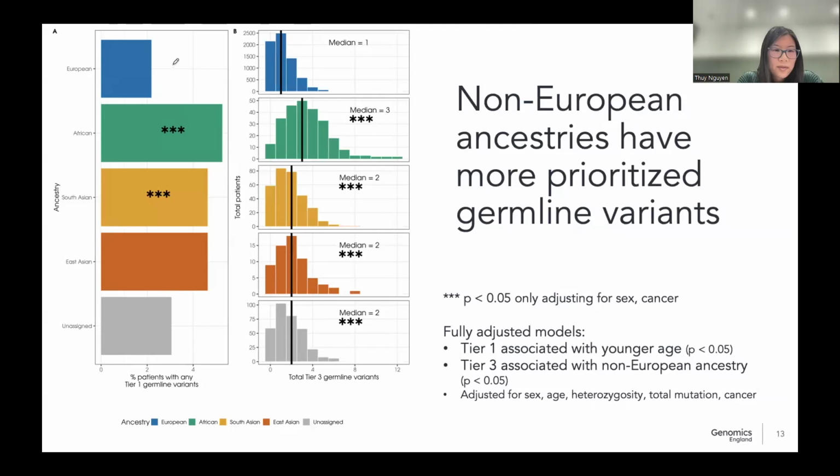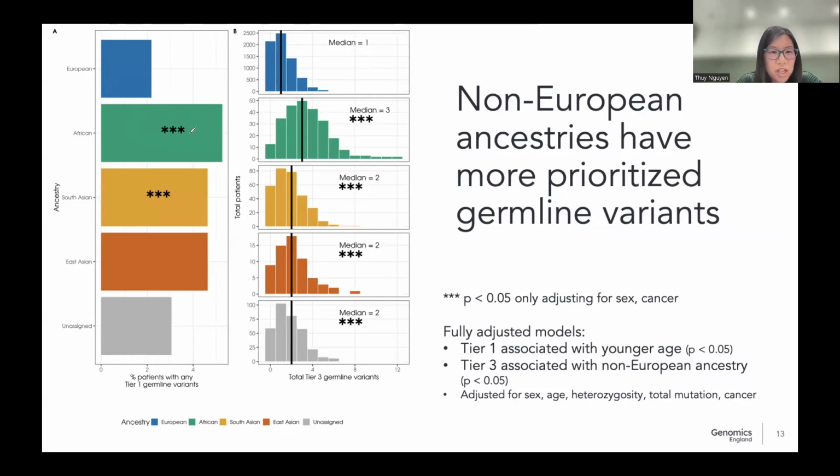This is the left panel over here. We're showing the percentage of patients with at least one tier 1 germline variant. These are the highest priority that must be reviewed by clinicians. One thing that we'll note when it comes to germline variants, especially tier 1 germline variants, is that they're really rare. Most patients don't have any.